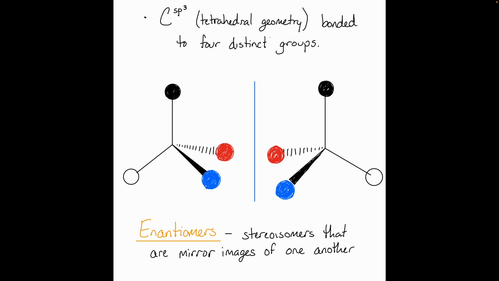All right, so I have my chiral carbon, my carbon that is bonded to these 4 distinct groups. And when we have these chiral carbons, then these mirror image molecules are not identical. They are not superimposable. They are themselves distinct molecules. And that pair of mirror image molecules, we call that a pair of enantiomers.